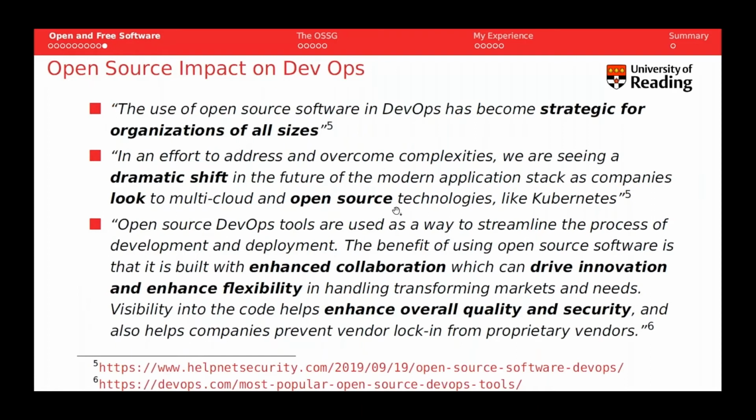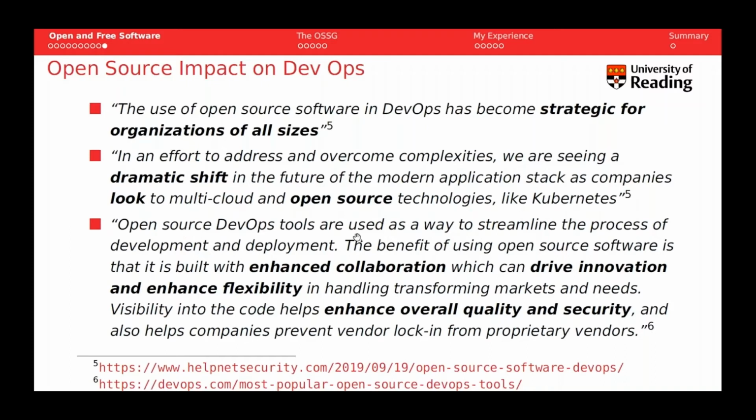Yeah, I want to briefly mention also the open source impact on DevOps. So I searched a little bit for that part, specifically for you. I searched a couple of quotes, which I found enough to illustrate it, and also to illustrate generally the value of open source. Here it says, open source software has become strategic for organizations of all sizes. In an effort to address and overcome complexities, there is this dramatic shift where the companies look to multi-cloud and open source technologies like Kubernetes.